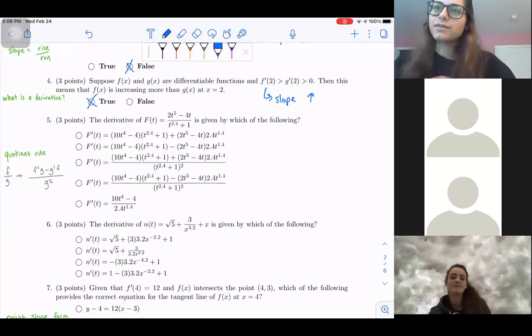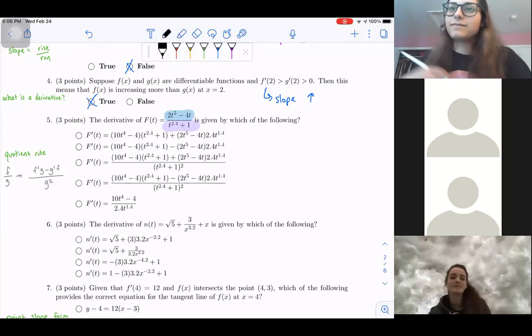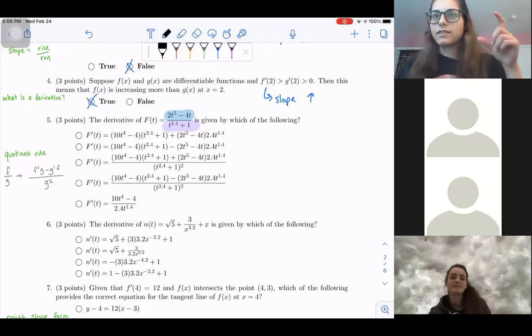And in this case, we're going to use the quotient rule. How do we know to use the quotient rule? Well, we have something on the top, and we have something on the bottom, and they're being divided. When you have something that you're going to take the derivative of on the top, and something you're going to take the derivative of on the bottom, you're dividing them, use the quotient rule, f over g.